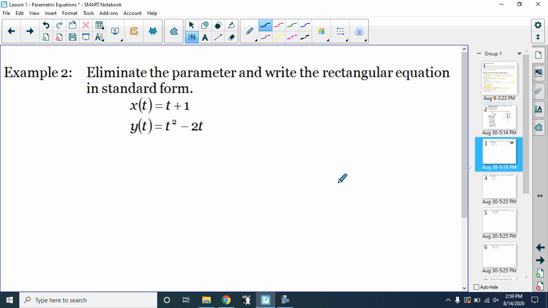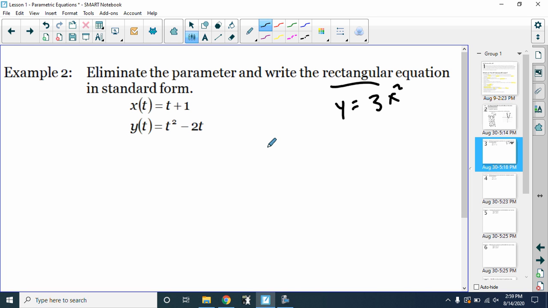Example 2. The next few examples, we're going to be switching back and forth between parametric form, which is what this is, and rectangular form. Rectangular form is y equals something in terms of x. So we're going to have y equals something maybe like 3x squared or 2 sine x, but x and y are the only two variables for rectangular form. Parametric form, now we have the parameter, this t.